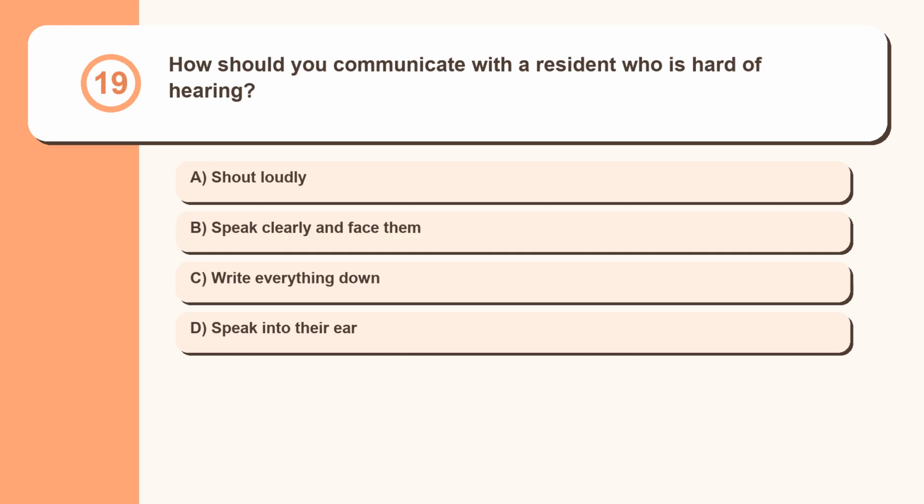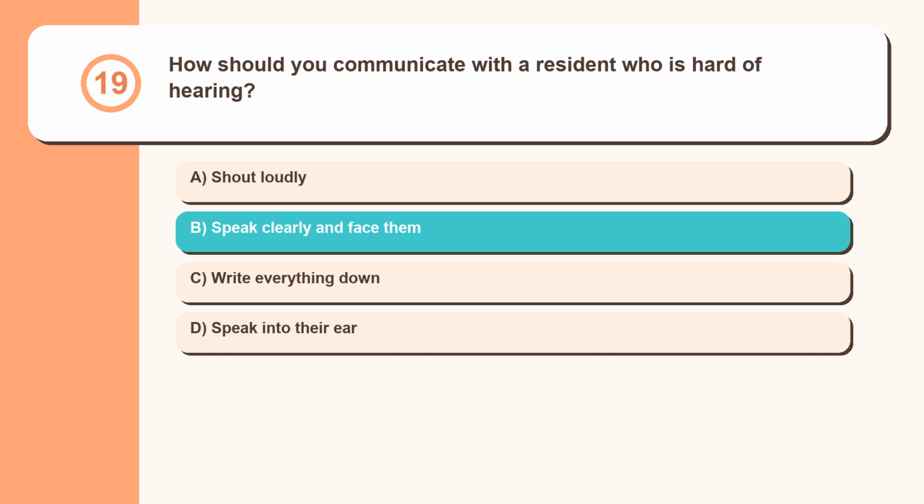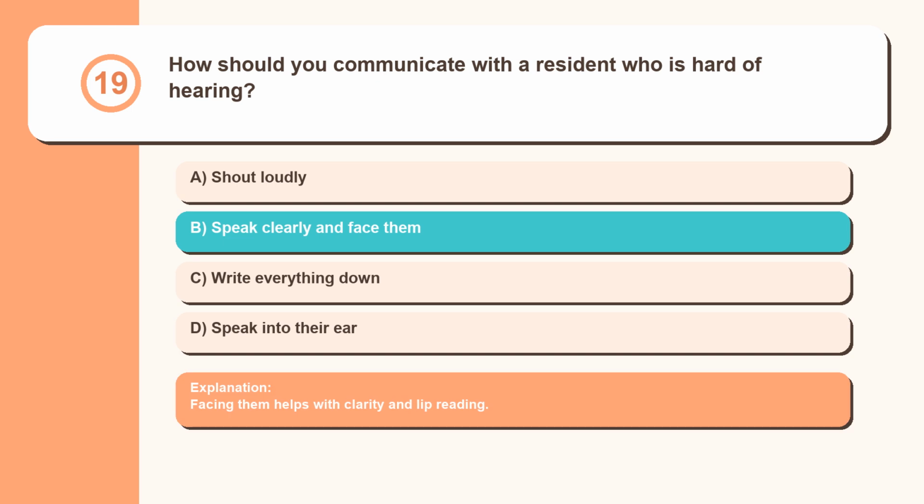Question 19. How should you communicate with a resident who is hard of hearing? Shout loudly. Speak clearly and face them. Write everything down. Speak into their ear. Facing them helps with clarity and lip reading.